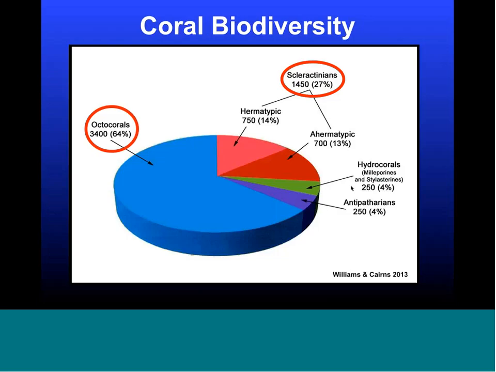So when you look at coral biodiversity, the scleractinian corals, the hermatipic reef-building corals, constitute 14% of the overall global coral biodiversity. The large majority of the remainder are octocorals, which is 64%. So really, even though the hard corals that we see on the reefs are, there's no dispute, extremely important, in terms of global biodiversity it's actually dominated by octocorals, and those are largely Gorgonians.